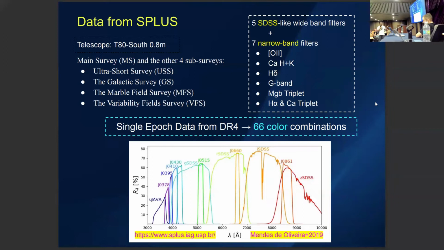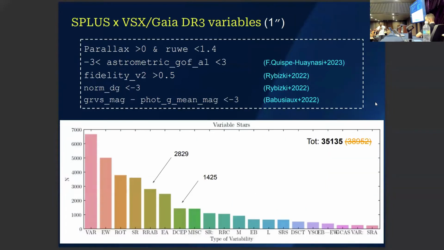For the variable stars in 12 magnitude bands, which correspond to 66 color combinations, these were fed to some machine learning models based on available spectroscopic information. Initially, when we do the cross matching, considering a few astrometric cutoffs, as well as removing contaminated stars from the sources and backgrounds, we came up with around 35,000 plus variable stars from S-PLUS and Gaia Data Release 3.